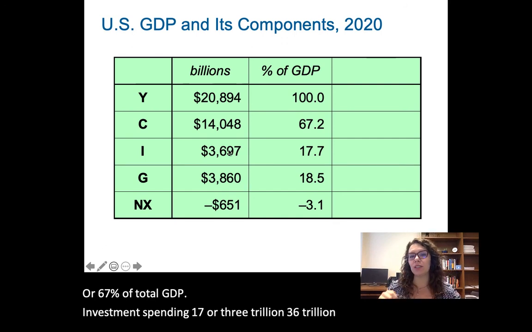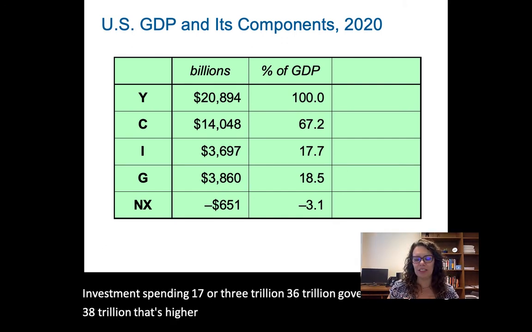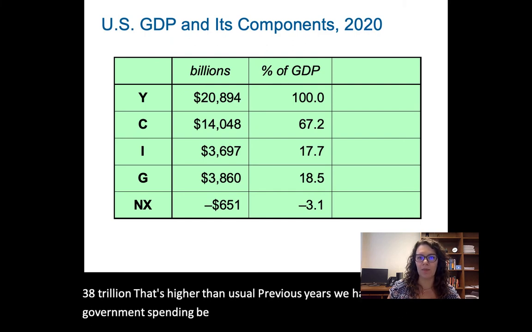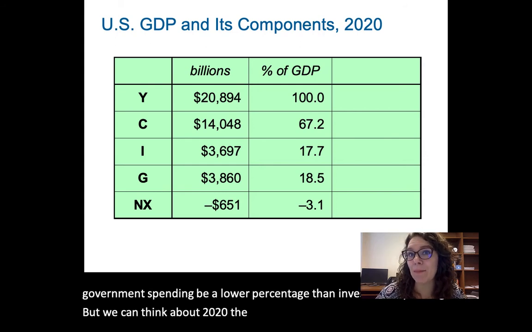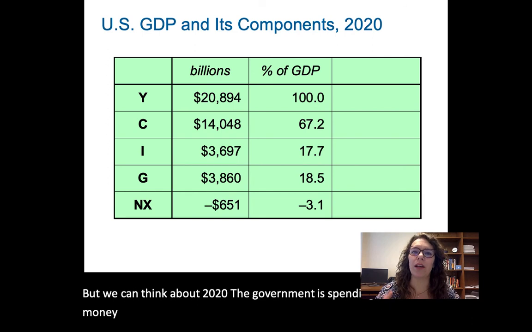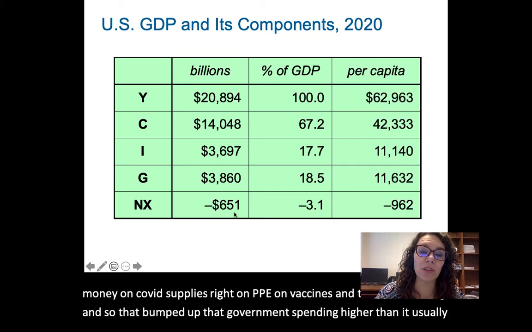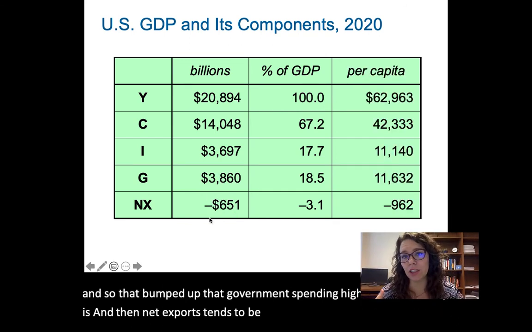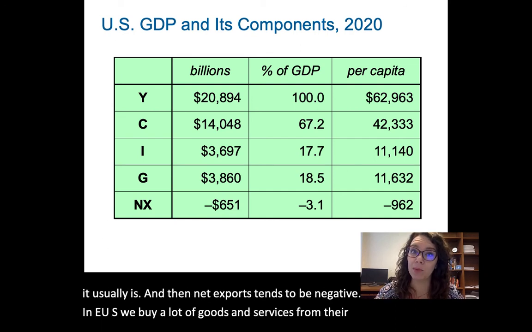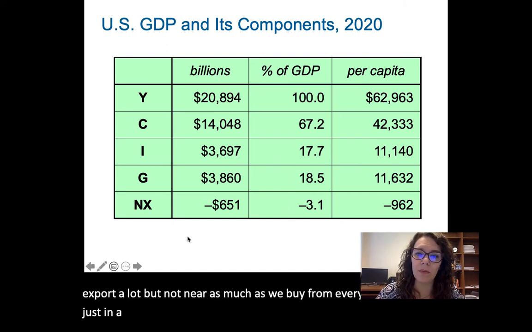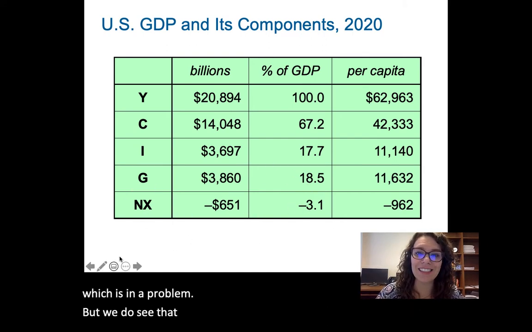Government spending, 3.8 trillion. That's higher than usual. In previous years, we had government spending be a lower percentage than investment spending, but we can think about 2020, the government was spending a lot of money on COVID supplies, right? On PPE, on vaccines and that kind of thing. And so that bumped up that government spending higher than it usually is. And then net exports tends to be negative in the US. We buy a lot of goods and services from other countries. We export a lot, but not near as much as we buy from everywhere else, which isn't a problem. But we do see that net exports is negative.